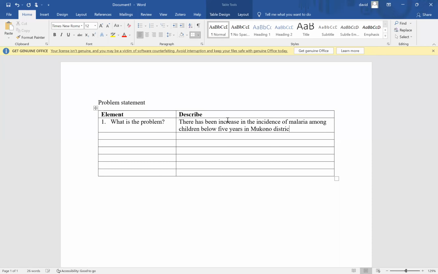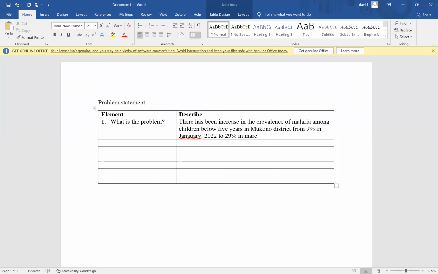Let me use the word prevalence. Maybe from 9% in January to 20% in March 2020.